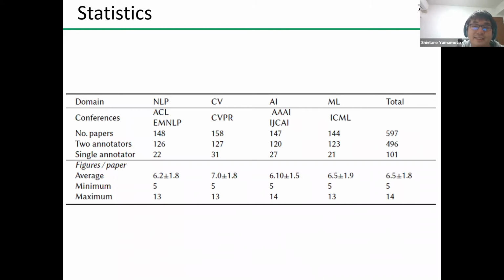Here are the statistics of the annotated data. We annotated about 600 papers, and 500 papers were annotated by both annotators, and about 100 papers were annotated by a single annotator.